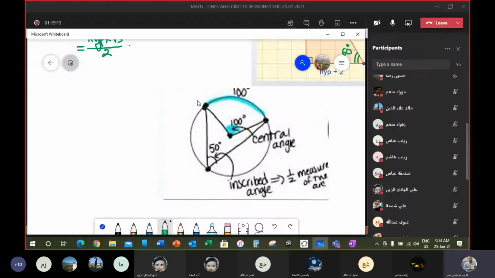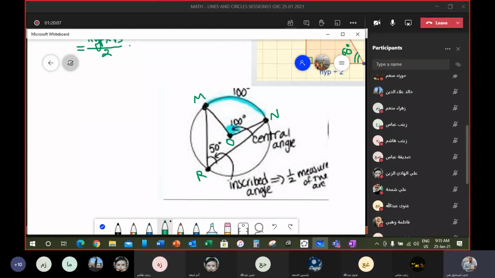Okay, so in this figure, let's say that this is point M and this is point N, this is point R, and this is point O, the center. We have this circle of center O, and we have the angle MRN. What do we call the angle MRN? Inscribed angle. And angle MON is the central angle. These two angles have the same arc, the blue colored one. What is the arc? MN. As a central angle, the central angle MON is equal to the arc MN.